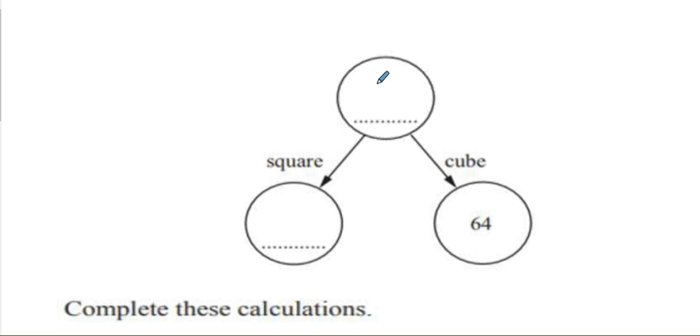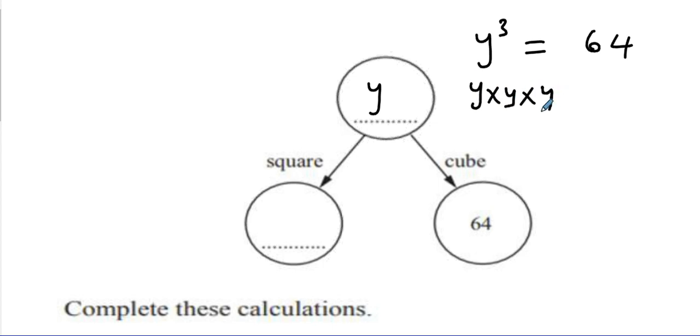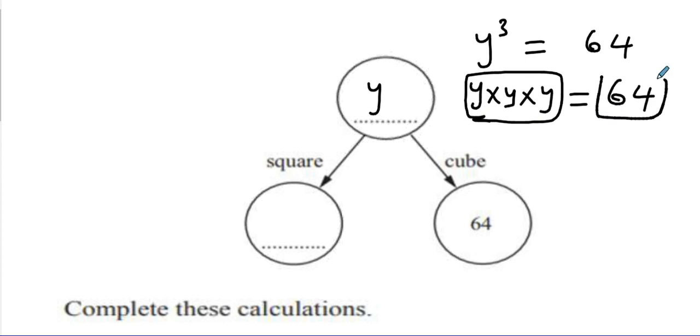The question is, which number to the power of 3 equals 64? Now treat that number as a letter, call it y. So y to the power of 3 will be equal to 64. This means which number times itself 3 times will give you 64. This implies we need to find this number, which when multiplied by itself 3 times gives you 64.